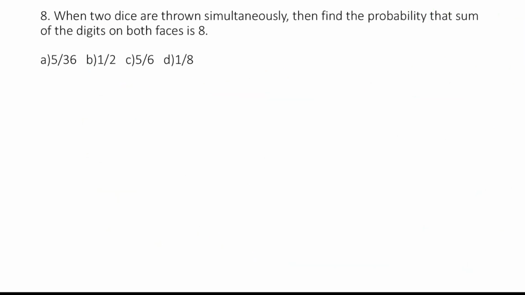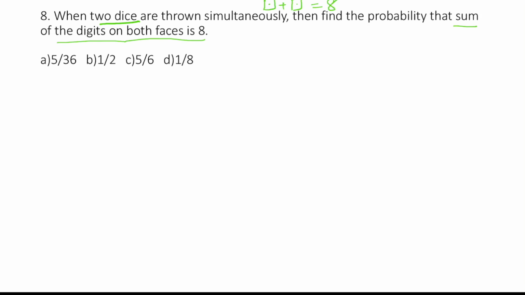When 2 dice are thrown simultaneously, find the probability that the sum of the digits on both faces is 8. So they are saying when 2 dice are thrown simultaneously, the sum of the digits on both faces should be 8. That is, if I throw 2 dice like this, whatever number comes on these dice, when we add those, we should get 8 as the sum.